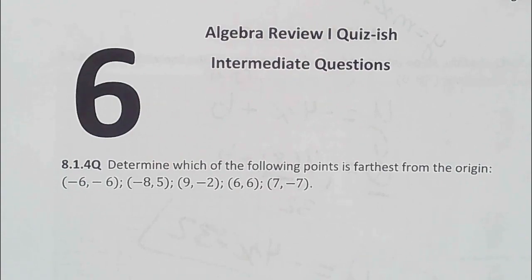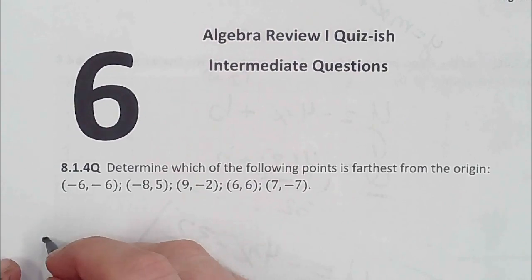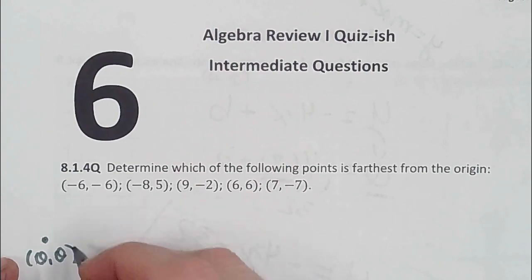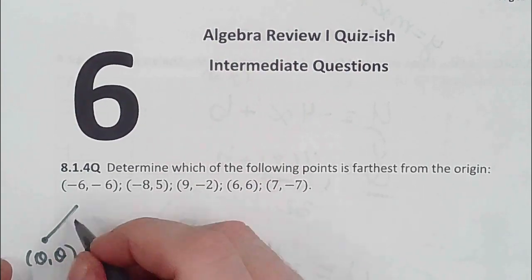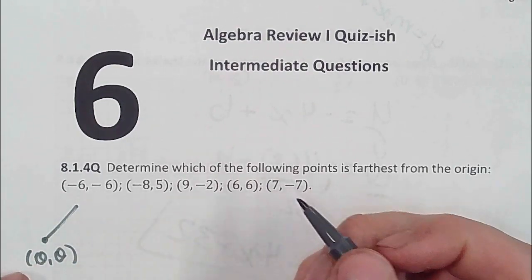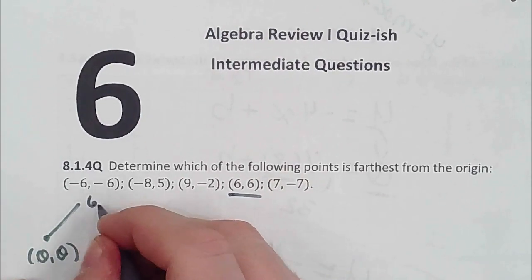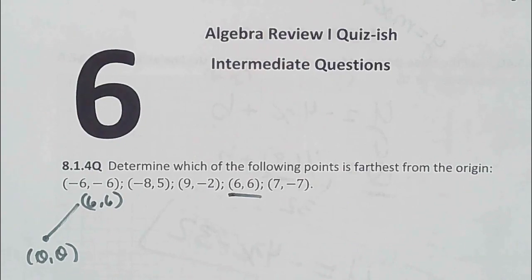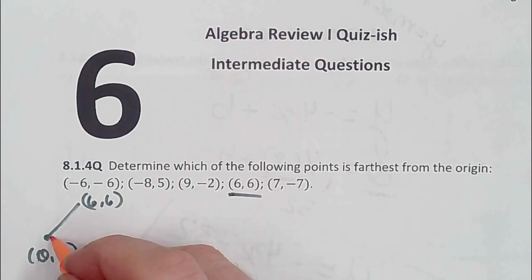All right. Let's start here. Which one's furthest from the origin? So basically what we're doing is we're thinking from 0, 0 to, well, I guess -6 is down. Let's do 6, 6. That'll work. From here to here, what's the distance? Well, we know the distance between points has to do with Pythagorean theorem, right?